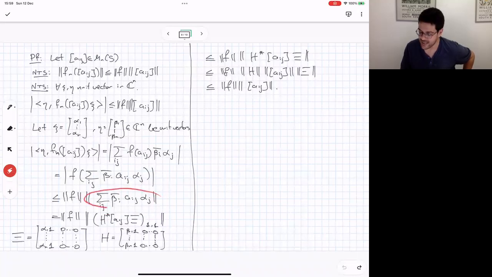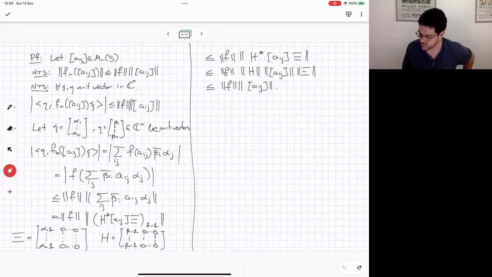Now, I'm not saying that what I'm doing is the most efficient way to do it. Maybe, I'm guessing it's not. Maybe you can give a better line. But from this point, deduce that the norm of this is less than the norm of the matrix Aij. What's the way I chose to do it? Maybe it's not the most efficient way.